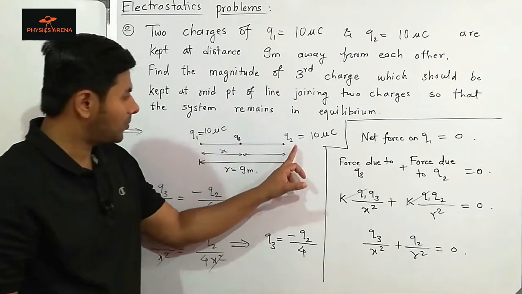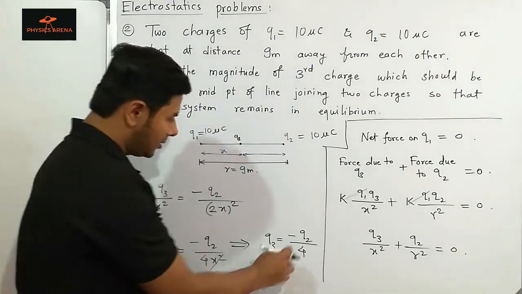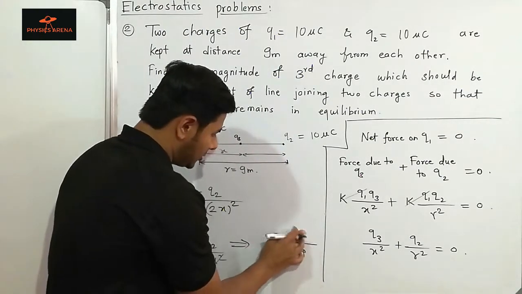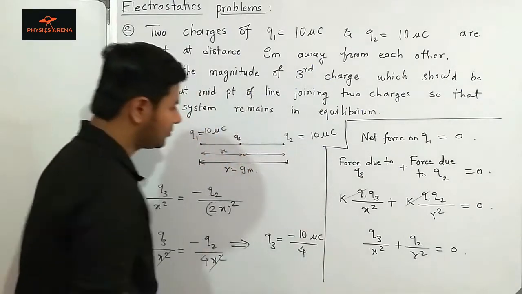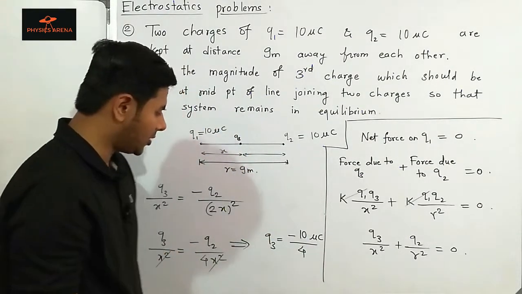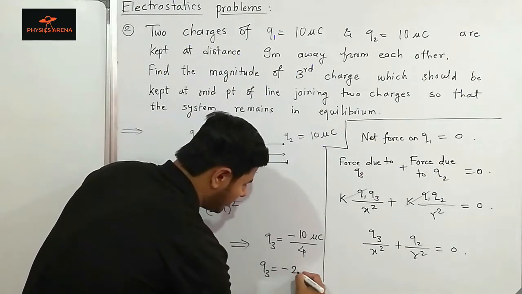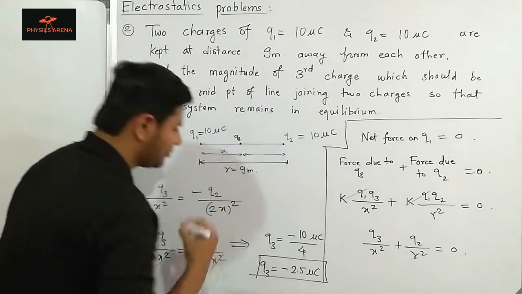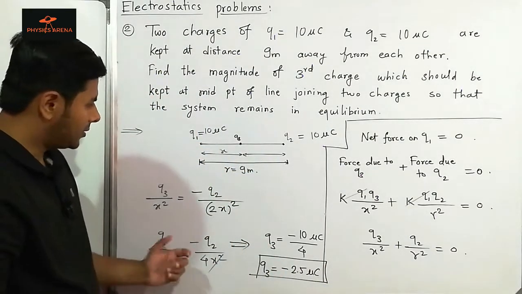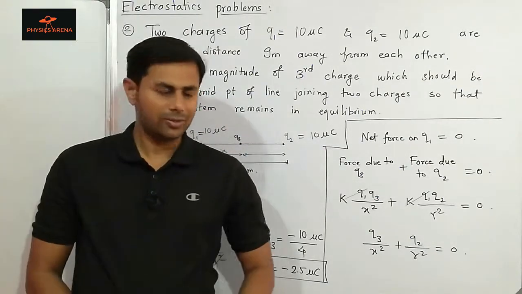And we have the value of Q2, which is 10 microcoulombs. So we are substituting the value of Q2 here, divided by 4. So Q3 should be equal to minus 2.5 microcoulombs. Okay, so it was a simple problem. Let's move on to the next problem.